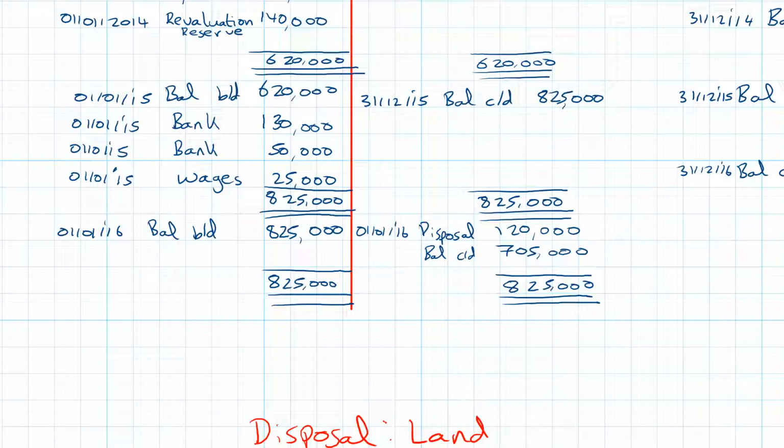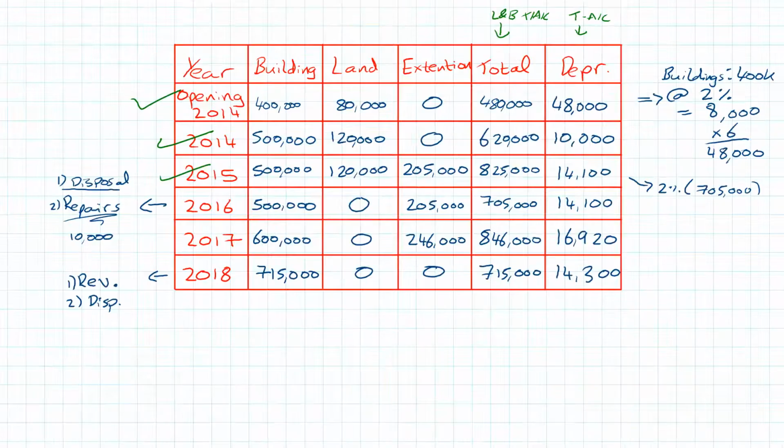Balance carried down, the very end of the year, and the very beginning of the year, we're bringing down the balance. So the balance brought down, 705,000. And if we look at our revaluation table, we see that that's exactly what we want it to do. So we got our disposal done and our repair done. Perfect.